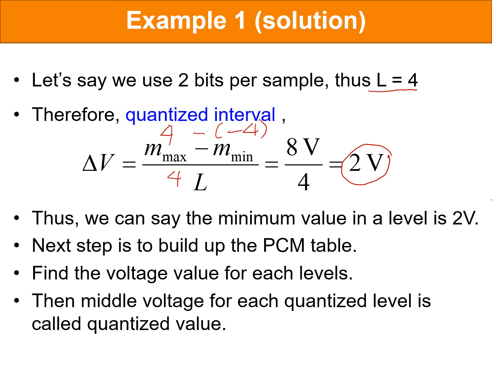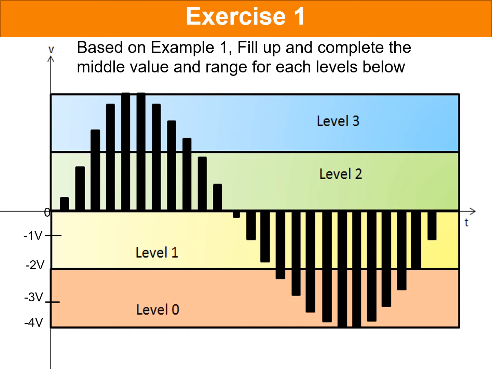Next step is to build up the PCM table. So we need to find the voltage value for each level and then find the middle voltage or the quantized value for each level. So after we know the delta V, we partition this graph signal starting with negative 4 volt and then negative 2 volt, the step size is the same for each level. So here is 2, here is 2 volt, and here is 4 volt.